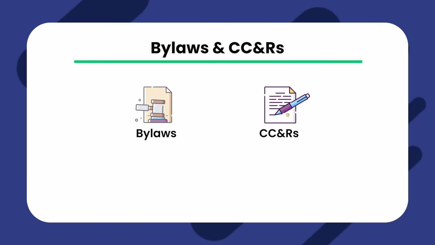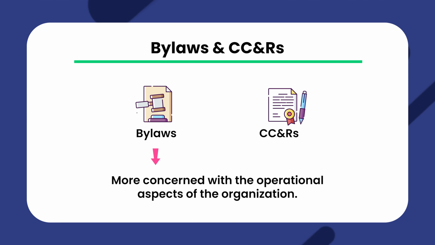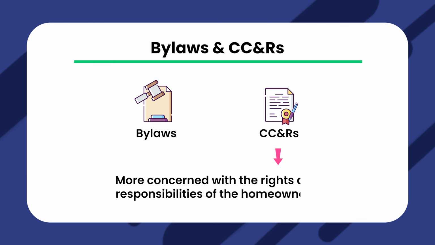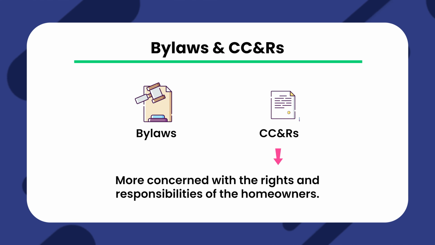The difference between the bylaws and the CC&Rs is that the bylaws are more concerned with the operational aspects of the organization, whereas the CC&Rs are more concerned with the rights and responsibilities of the homeowners.